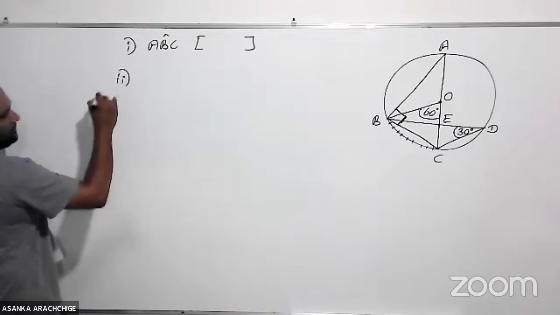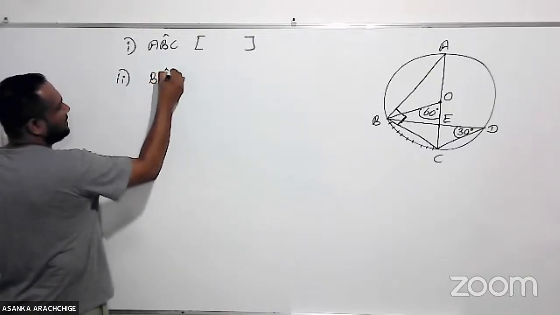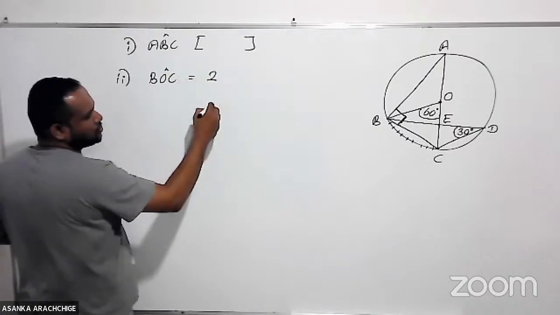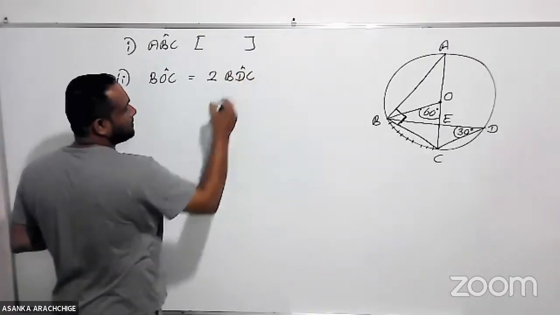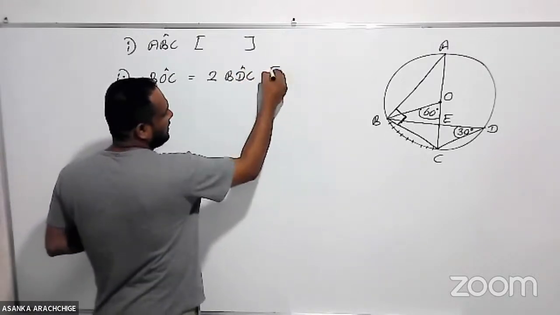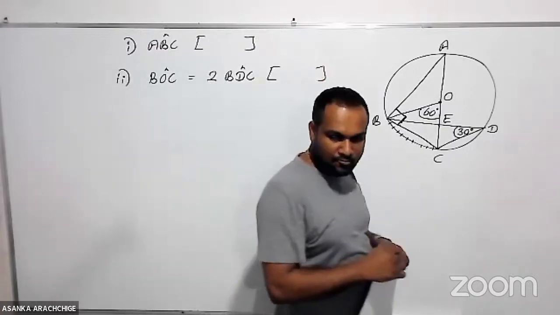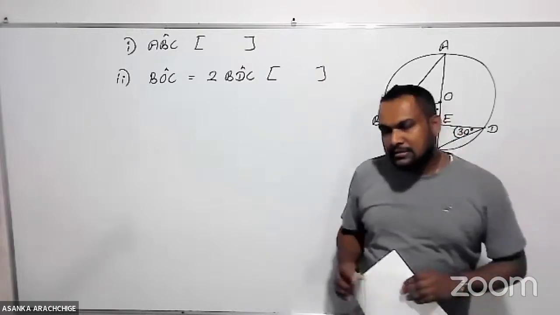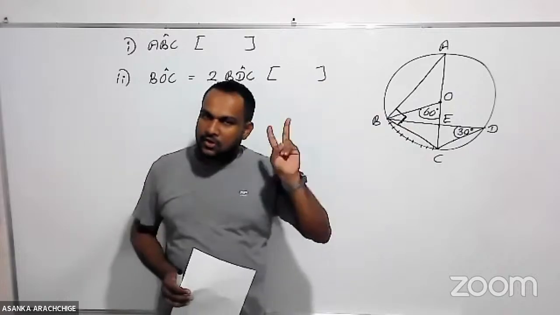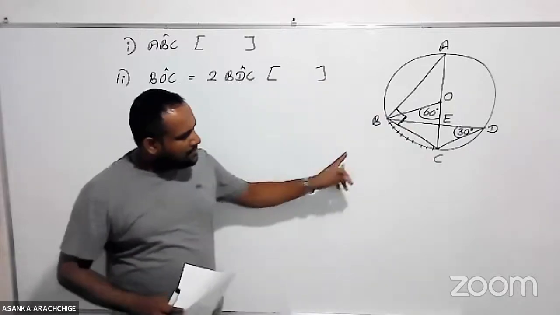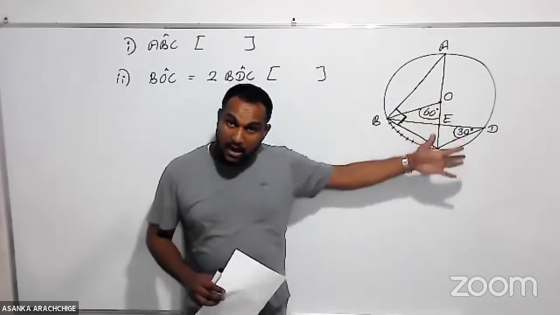You can write angle BOC is equal to 2 times BDC. Reason: write the same reason we wrote in the previous question. Angle subtended at the center is twice the angle subtended on the other arc or remaining part of the circle.